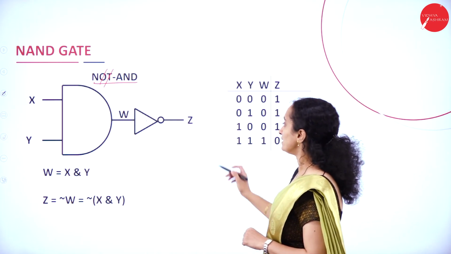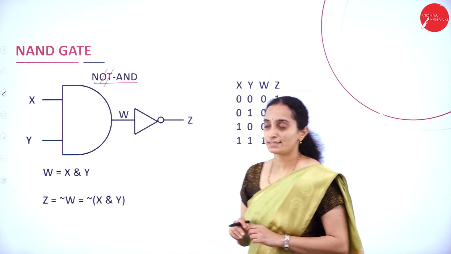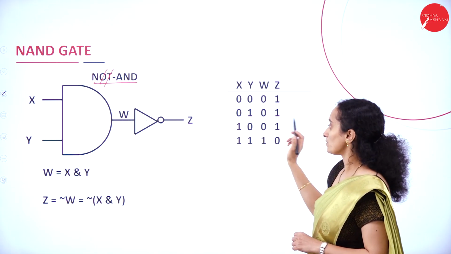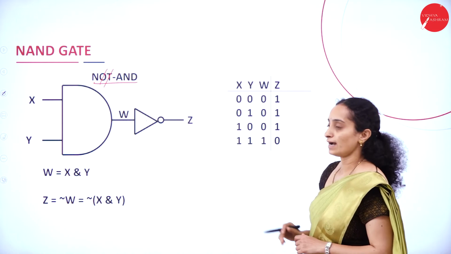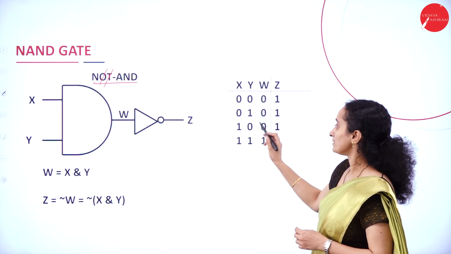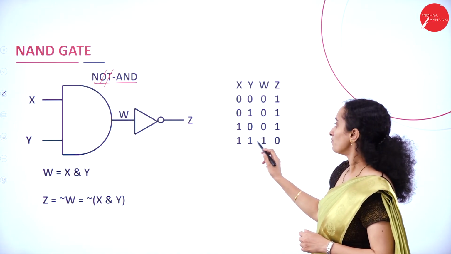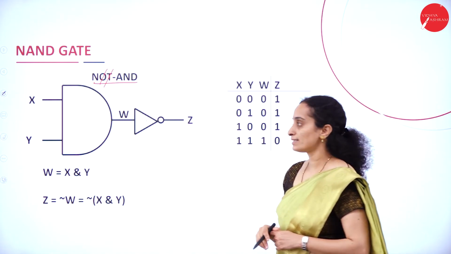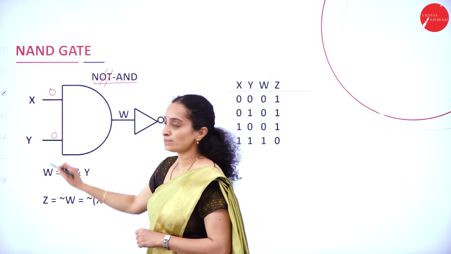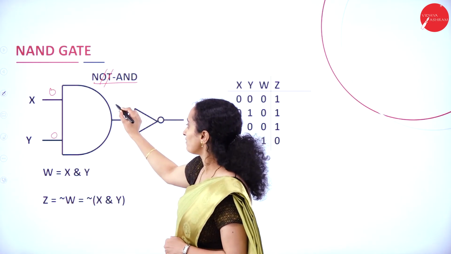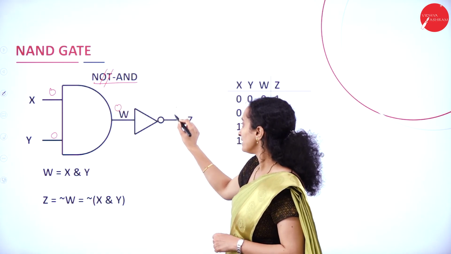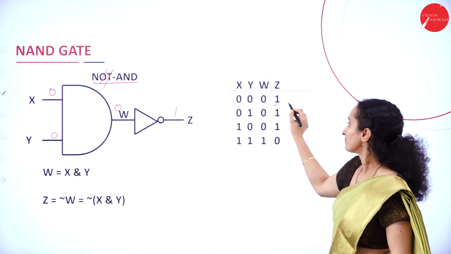X, Y, W. So W is the intermediate result. W will have the combinations 0, 0, 0, 1, 0, 0, 1, 1, 1 (the AND results for 00, 01, 10, 11). How W is obtained: if you take both zeros, the intermediate result will be 0. When 0 comes through the NOT gate, it will become 1.